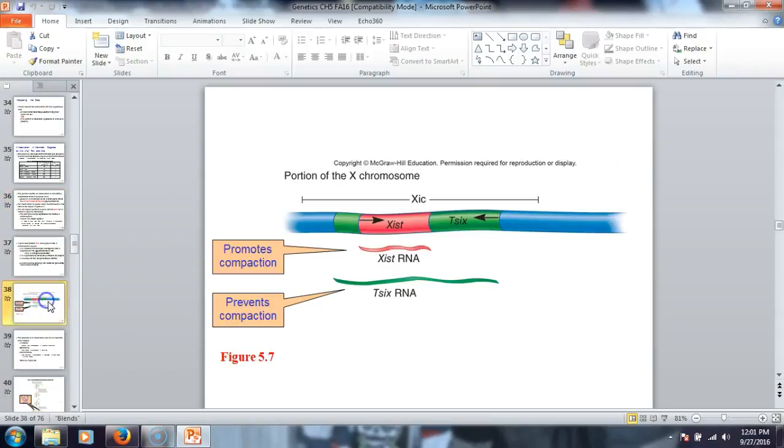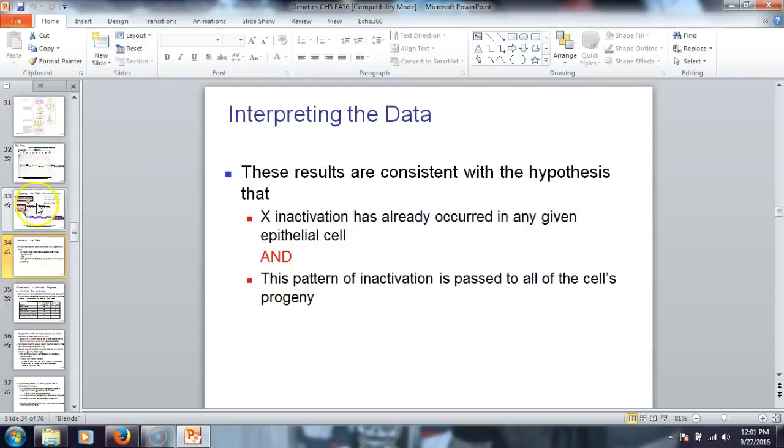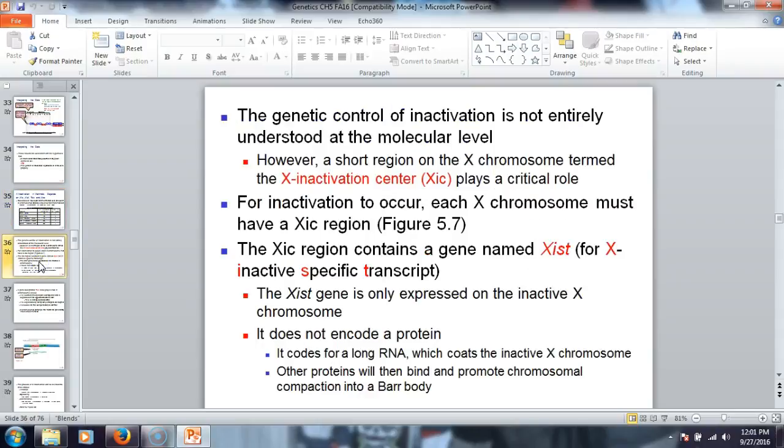From this DNA, we make two types of RNA. And of course these are acronyms. Here is what they stand for. XIST stands for X inactivation specific transcript. This RNA is only expressed on the inactive X chromosome. It doesn't encode a protein. It just makes this RNA.